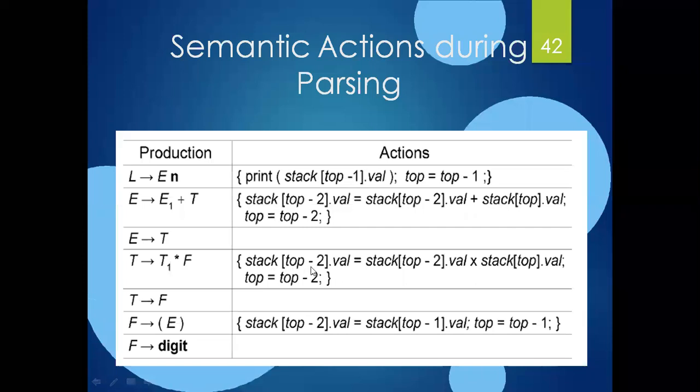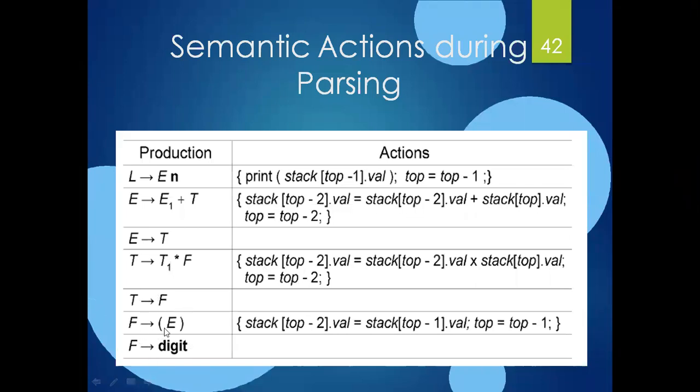So stack of top minus 2 dot val is equal to stack of top minus 2 dot val into stack of top dot val, right? That means top is equal to top minus 2. And here I'm not writing any semantic action for this rule.